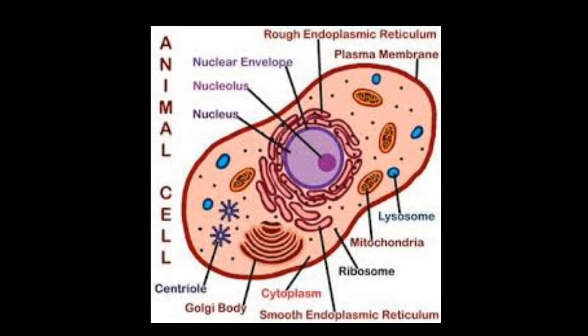And two important facts which I want to share with you all: mammalian RBCs lack the endoplasmic reticulum, and prokaryotic cells also lack endoplasmic reticulum. These two types of cells don't have endoplasmic reticulum inside them.